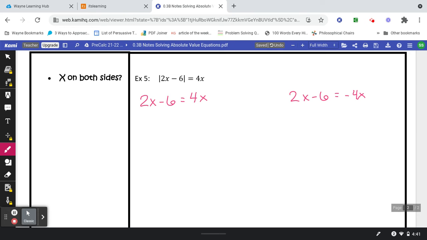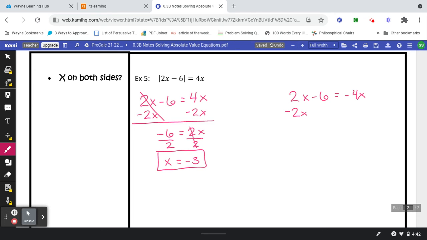And we'll solve this problem like we normally do. I'm going to get my x's on the same side, so I'm going to subtract 2x. Then I'll divide by 2. Same steps for the other equation.